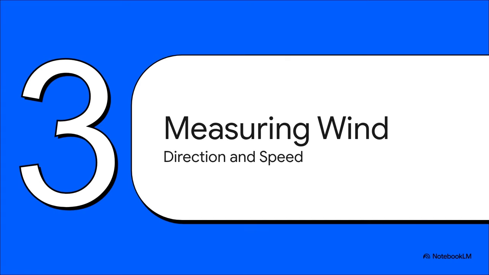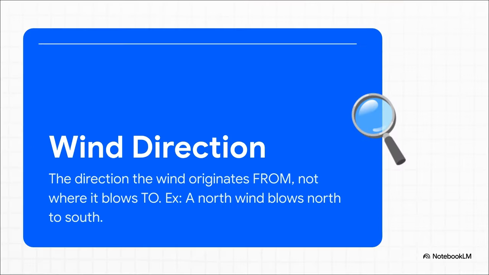So we've learned a lot about this invisible force. Now let's take a look at how meteorologists and scientists actually go about measuring the direction and speed of the wind. Okay, here is a very important point that a lot of people get wrong. Wind direction is named for the direction the wind is coming from, not blowing to. So, if a weather report says there's a north wind, that means the wind is blowing from the north, heading towards the south. That's a really key detail to remember.